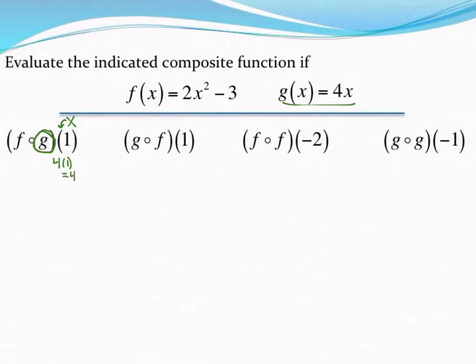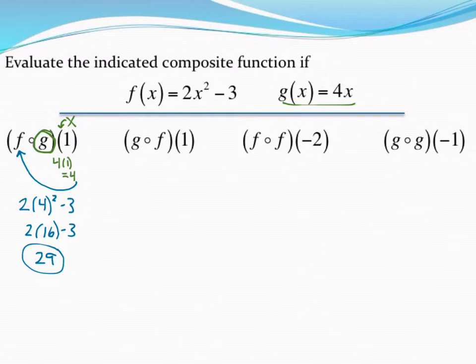Now, that's not my final answer. What I'm going to do with this, using function composition, is now take that 4 as my x value, and now plug it into the f function. So the f function is 2 times 4 squared minus 3. And then evaluate this. Following order of operations, I do exponents first, so 2 times 16 minus 3, which would be 32 minus 3, or a final answer of 29.